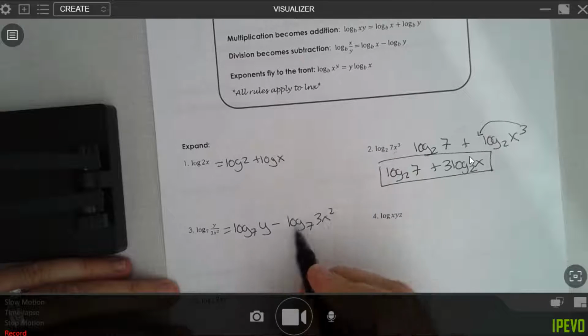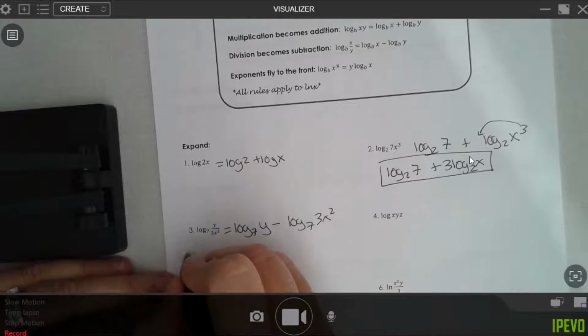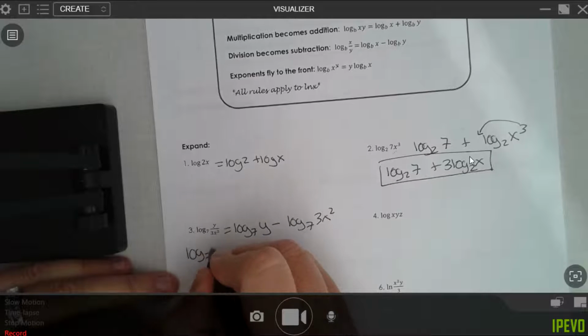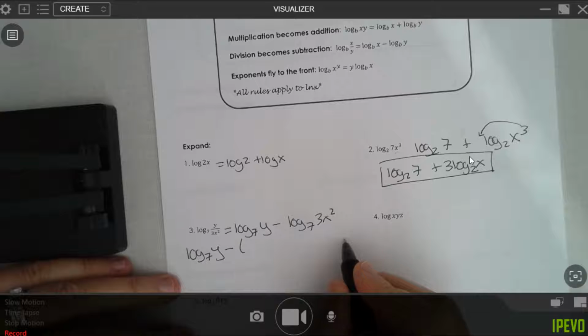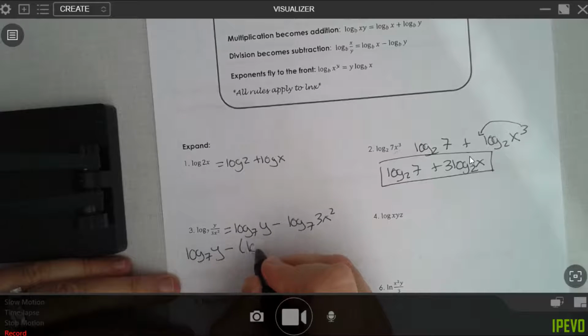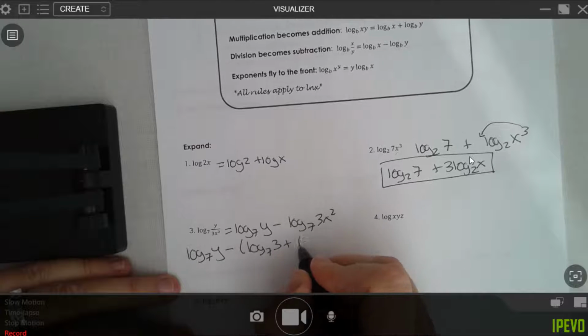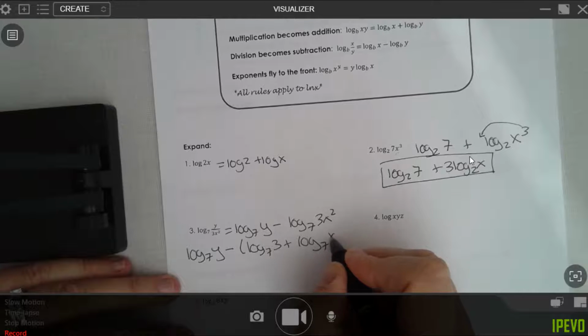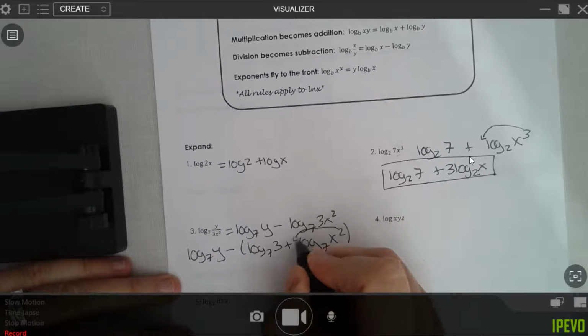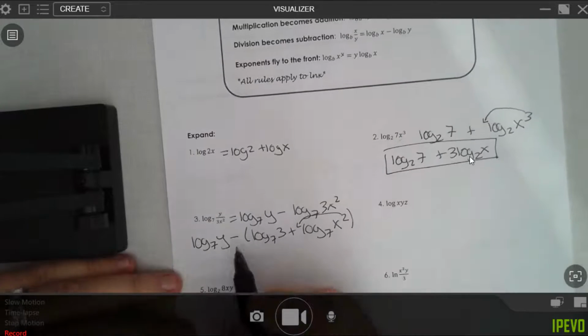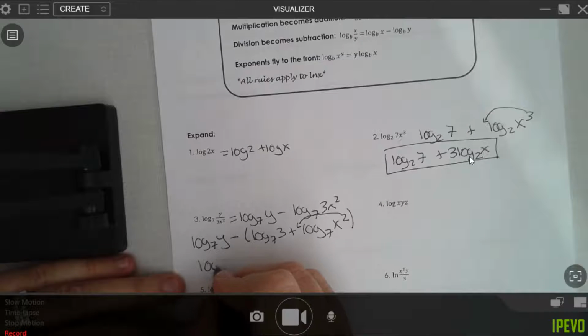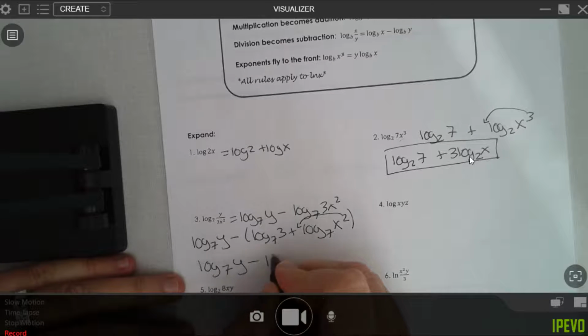Now this right here is a multiplication part. So you need to expand that out. The minus is going to go to everything in the parenthesis. So I'm going to have log base 7 of 3 plus log base 7 of x squared. Remember the x squared goes out in front, and I'm going to distribute my negative at the same time. So log base 7 of y minus.